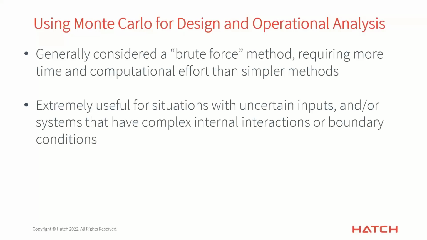It's really useful for situations that have uncertain inputs, like, for example, a parameter, a growth rate, or some oxygen transfer efficiency, or something that is difficult to measure independently. You can use Monte Carlo to introduce a bit of variability there. So that's good for that situation, and also for systems that have very complex internal interactions or boundary conditions.